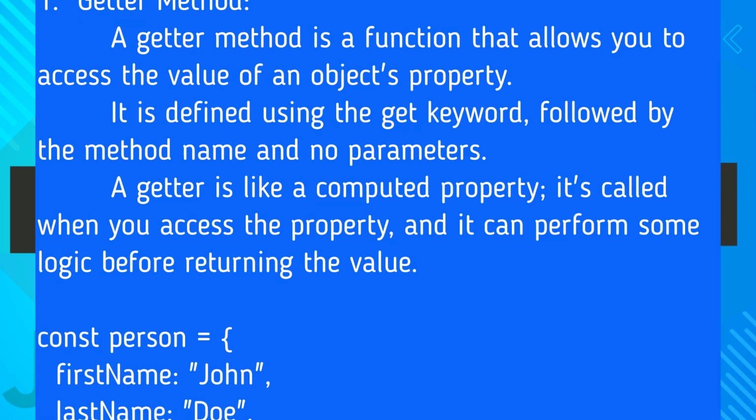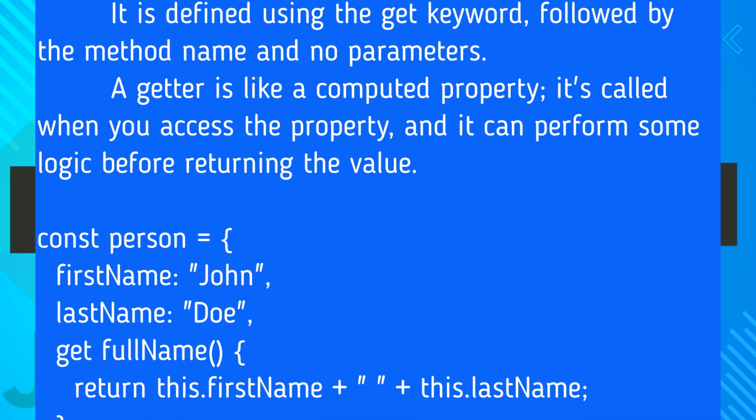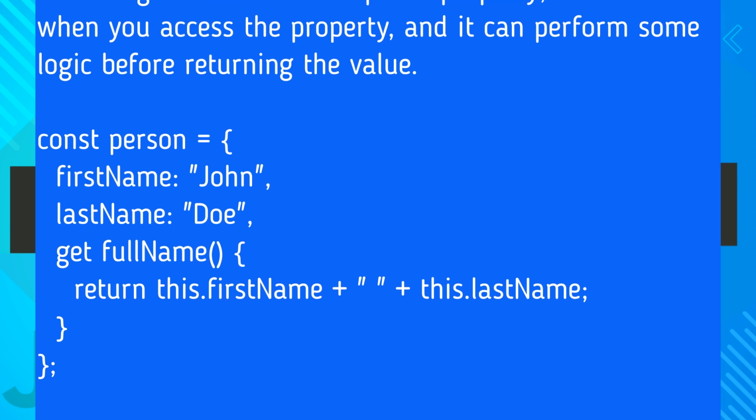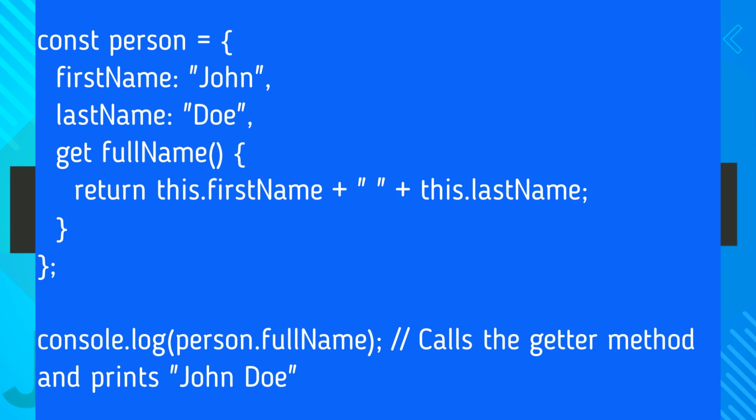const person = { firstName: 'John', lastName: 'Doe', get fullName() { return this.firstName + ' ' + this.lastName; } }; console.log(person.fullName); calls the getter method and prints John Doe.